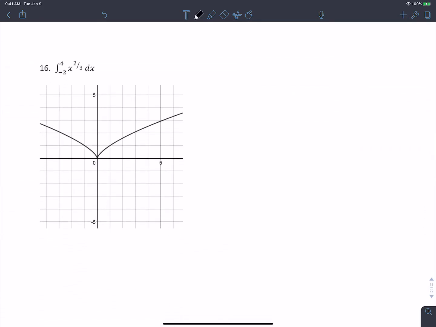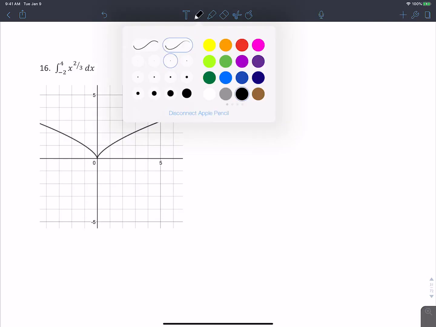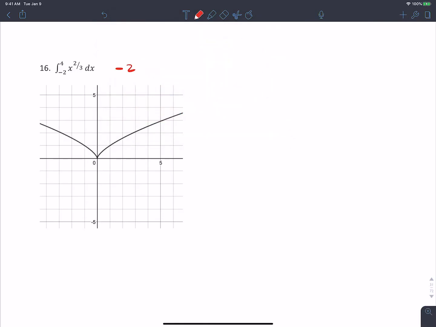Okay, let's take a look at this function here. Here's where negative 2 is. Because I have negative 2 less than x less than or equal to what? 4.